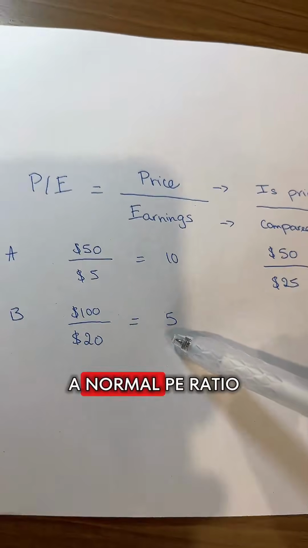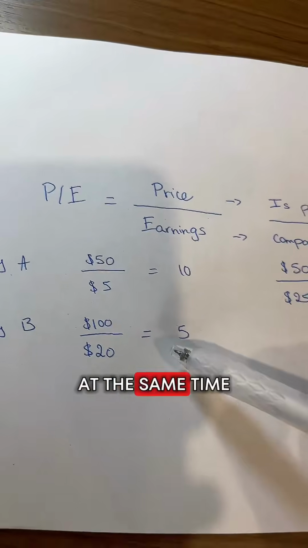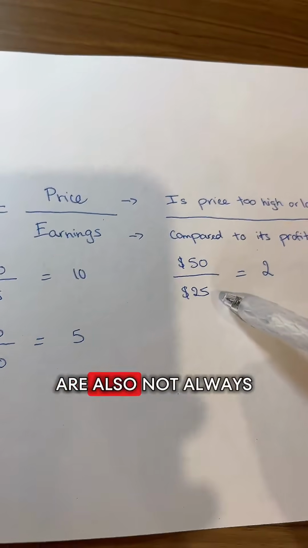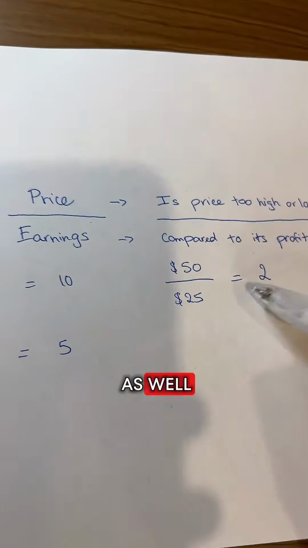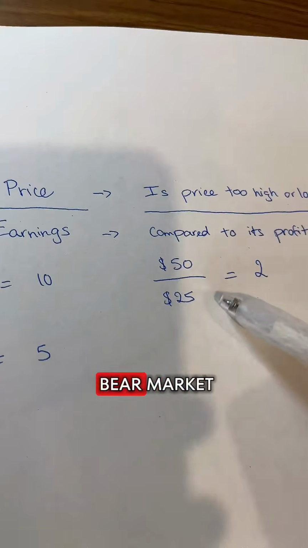So as you can see, a normal PE ratio is not always sufficient for valuation purposes. At the same time, forward PE ratios, which is what we just used here, are also not always the most reliable ones, since people tend to give exaggerated expectations during a bull and bear market.